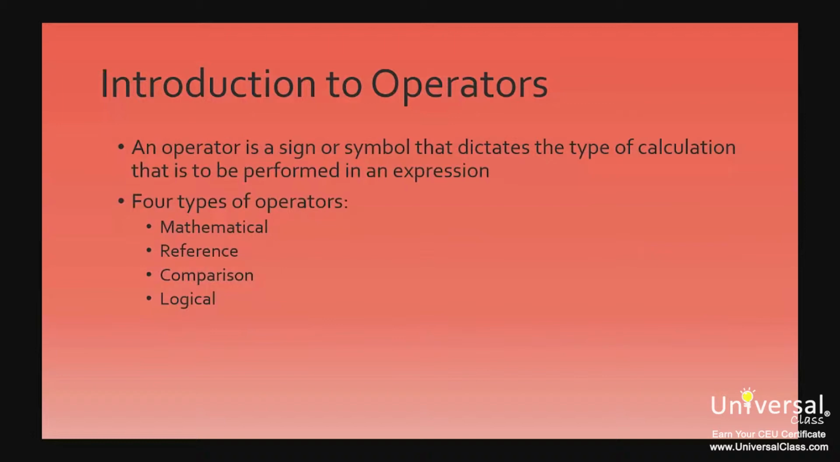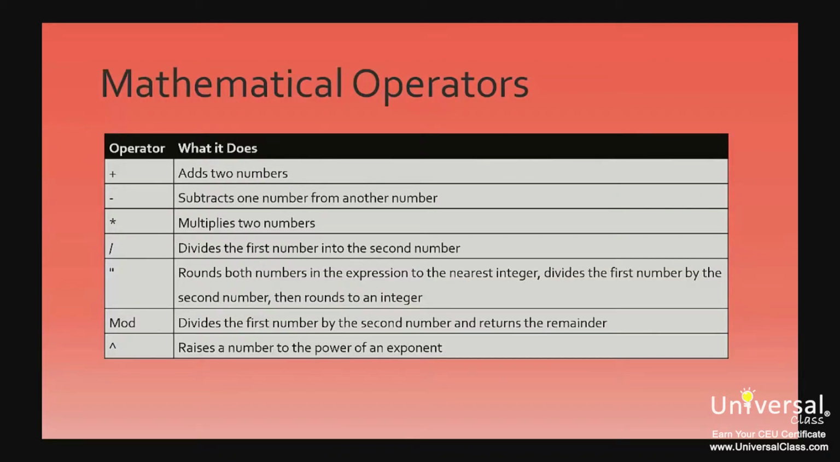By definition, an operator is a sign or symbol that dictates the type of calculation that is to be performed in an expression. There are 4 types of operators: mathematical, reference, comparison, and logical. The next few slides in this lesson go through some operators. I won't go through them in detail, but you can use them as a reference guide.